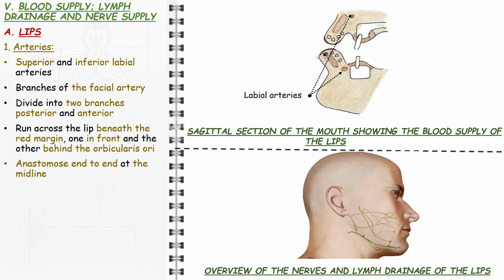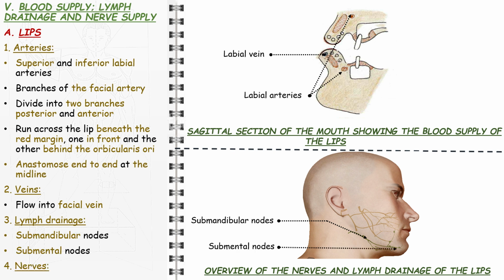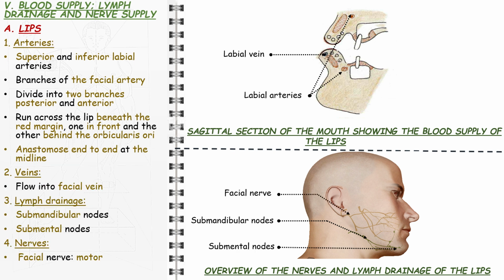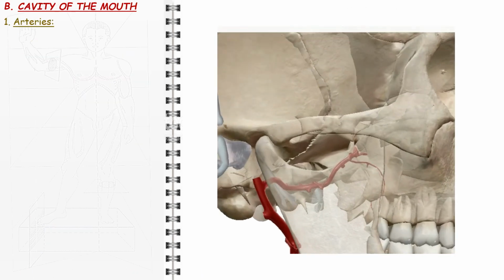The veins of the lips are similar to arteries. They flow into the facial vein. The lymph drainage of the lips is ensured by submandibular and submental nodes. The facial nerve represents the motor nerve supply of the lips, while the trigeminal nerve is the sensitive nerve of the lips. The cavity of the mouth is supplied by the greater palatine artery.